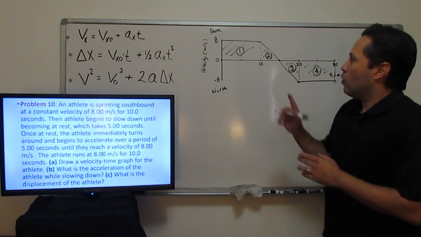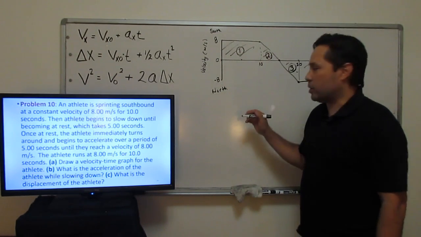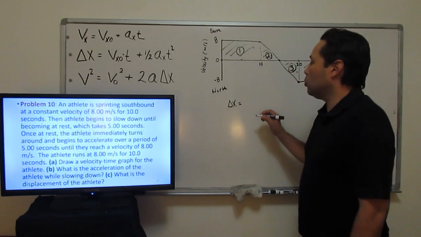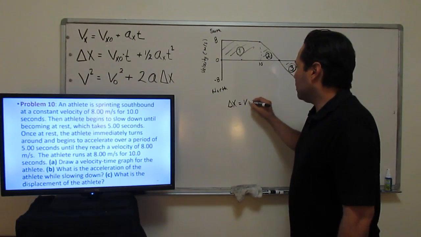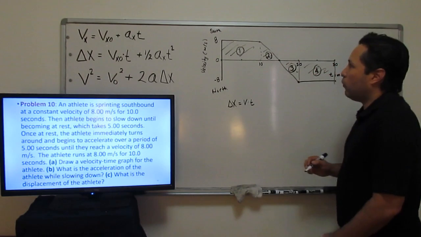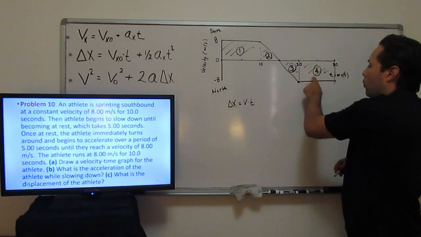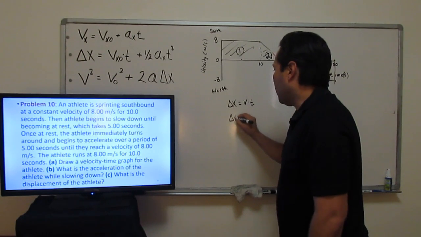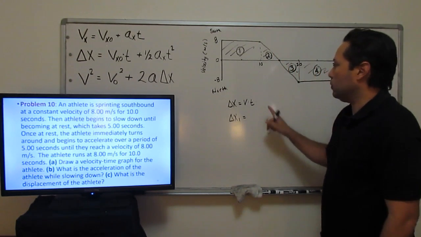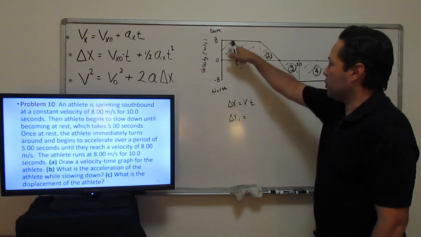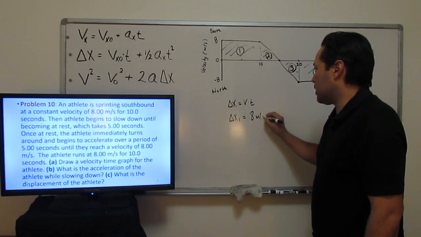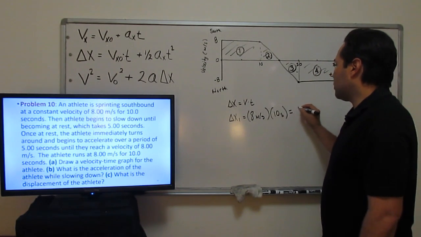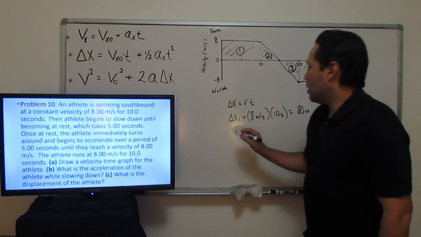Alright, so when you have constant velocity, displacement is equal to velocity times time. So for part 1 and part 4, all you have to do is get velocity times time. So let's do that. Part 1, it's equal to velocity, which our athlete was traveling at 8 meters per second, and they did so for 10 seconds. So that gives us 80 meters.